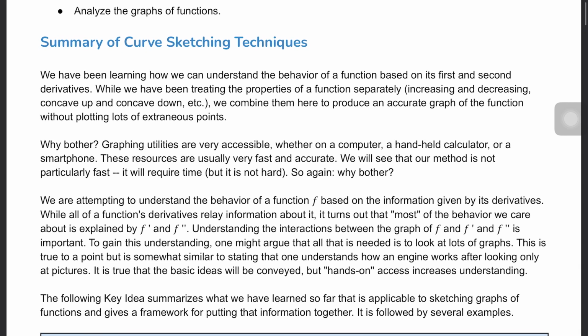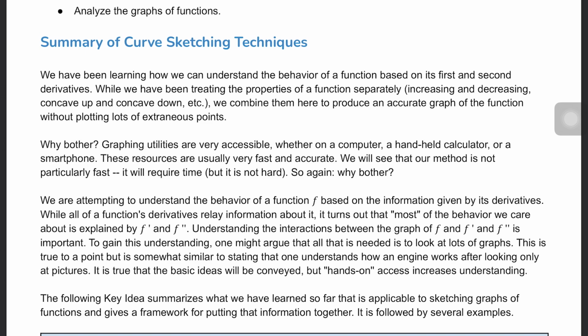But why bother? Graphing utilities are very accessible, whether on a computer, handheld calculator, or a smartphone. So these resources are usually very fast and accurate, so we will see that our method is not particularly fast. It will require time, but it's not hard.